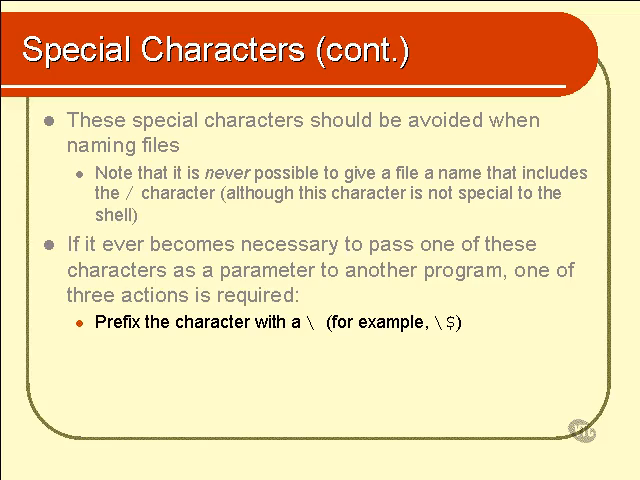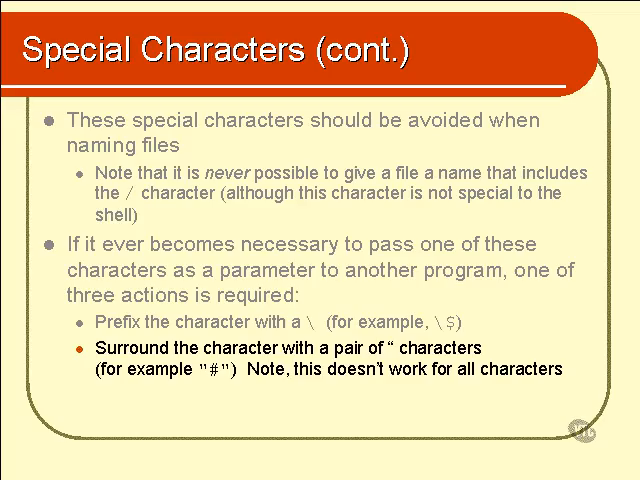The second way to remove the specialness of the character is to surround the character with a pair of double quotes, or rabbit ears, or whatever you want to call them. You should note that this actually doesn't work for all of the characters. In fact, it doesn't work for the $, but it does work for just about all the others.